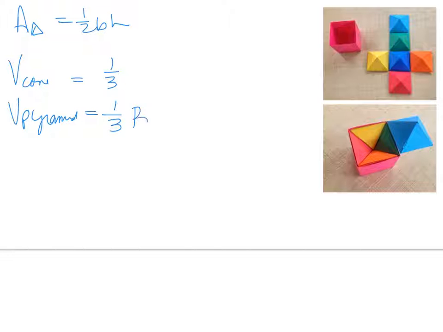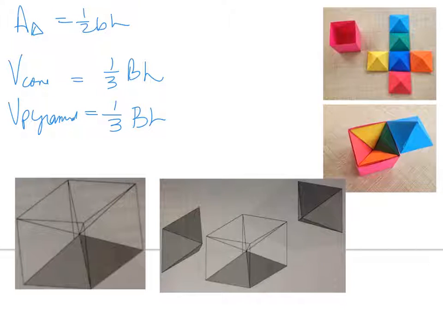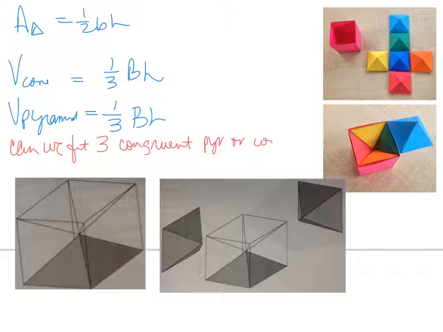And I showed you a little bit with the cylinder and the cone. Pyramid was a little harder for me to show you, but I can do it with those really cool pictures over there. My question is, can we fit 3 congruent pyramids or cones to form a prism or a cylinder?